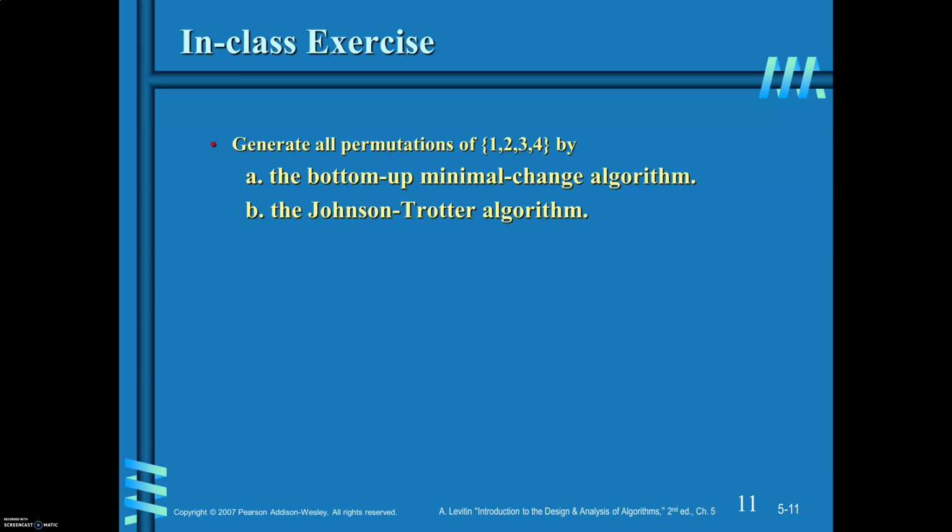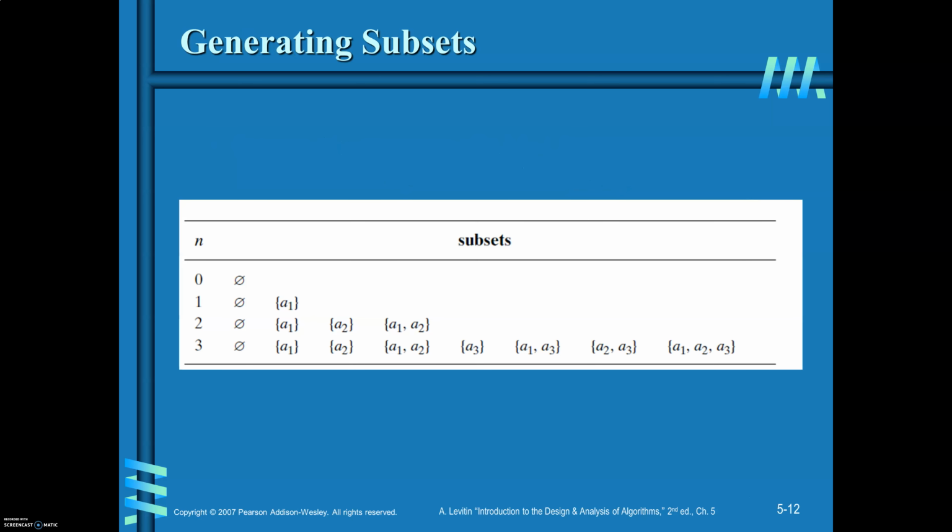So now the assignment for you is to generate all possible permutations for 4 elements by applying both the methods. One is the bottom-up approach. The second one is the Johnson-Trotter algorithm.